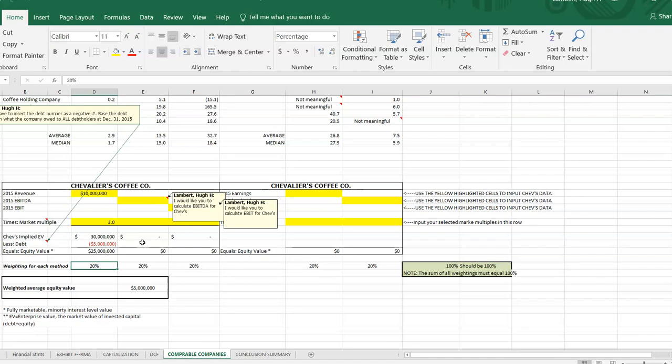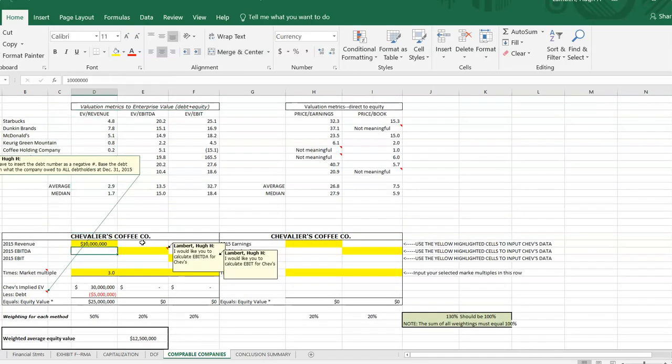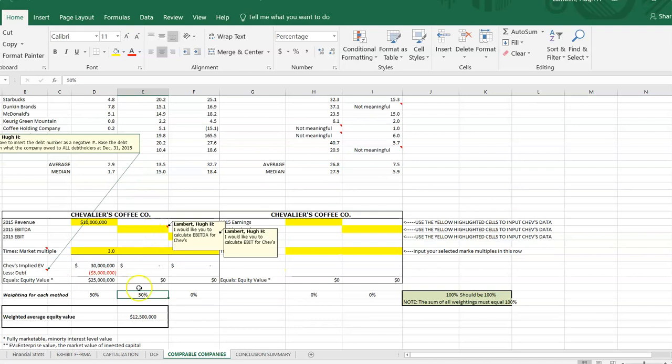Let's say we thought that the weighting for this first multiple, enterprise value to revenue, should be 50%, and we think that the EBITDA multiple should be 50%, and we don't think the other multiples are good at all. We think they should all be 0%, 0% used in this analysis. We could put this in, and this will give us a weighted average equity value that is indicating a certain value. Now, again, I haven't populated any of this stuff.